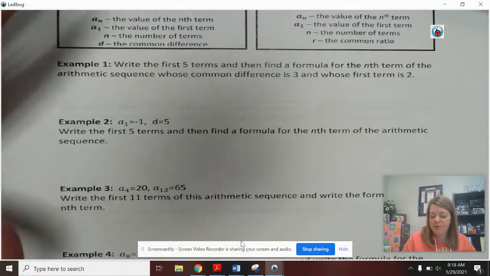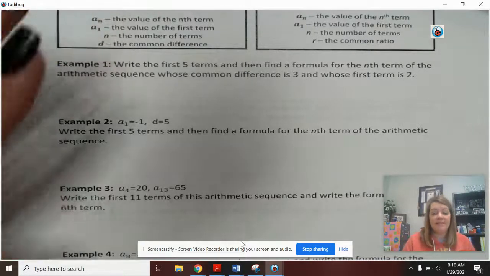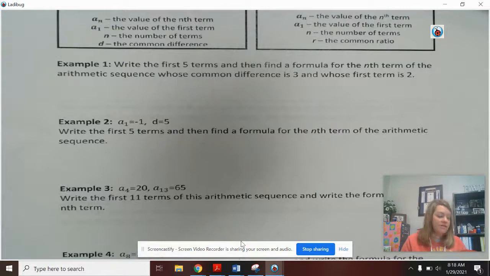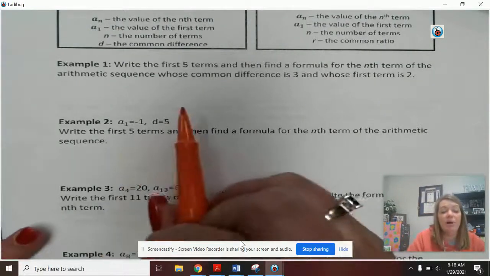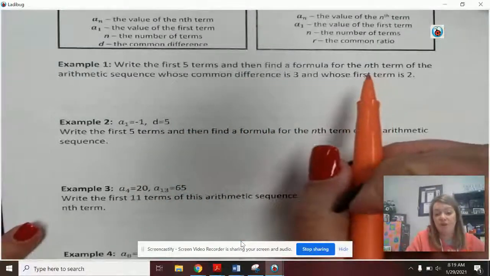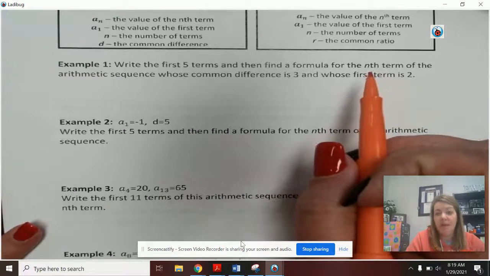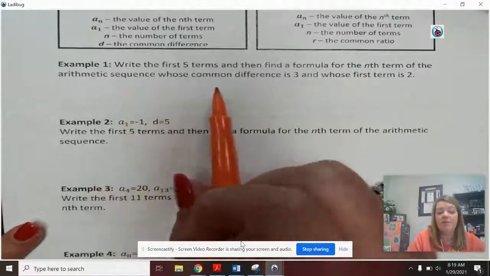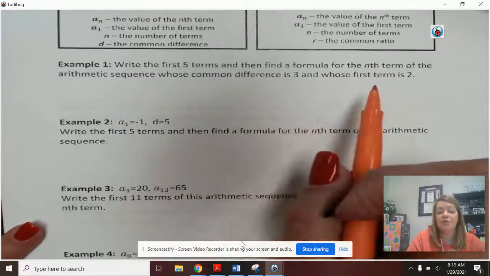Okay, these first few examples that we're going to do use our arithmetic sequence explicit formula. So we're just going to go through and figure some stuff out here. Example number 1, write the first 5 terms and then find a formula for the nth term. So that means we're just going to write the formula of the arithmetic sequence whose common difference is 3 and whose first term is 2.